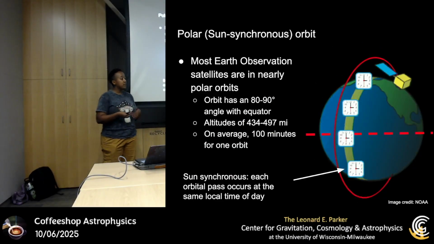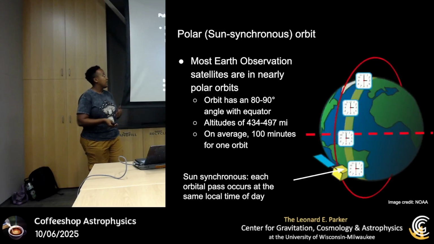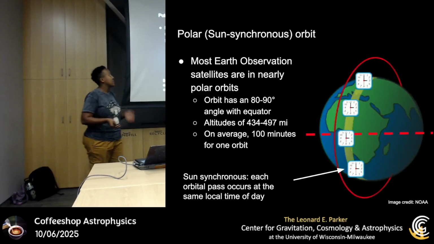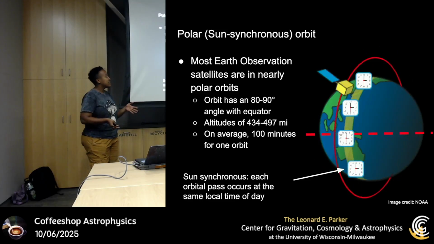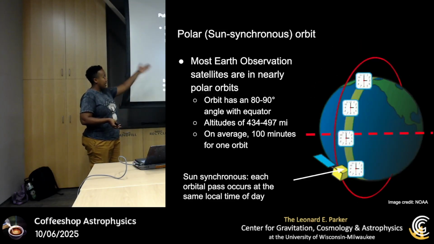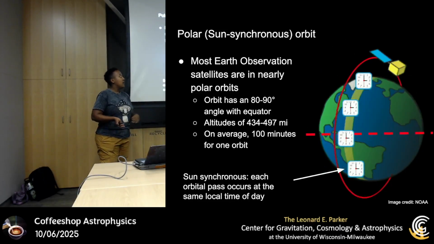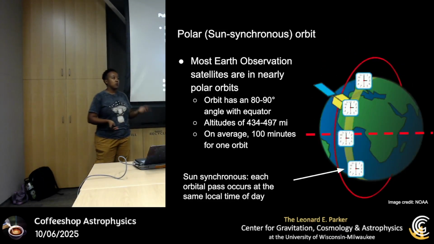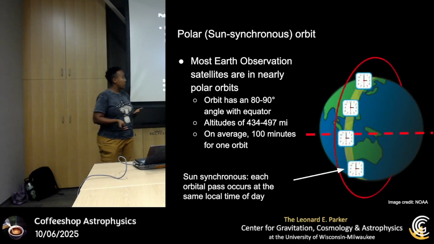So one particular category of low Earth orbit is a polar or sun-synchronous orbit. And most Earth observation satellites that are in low Earth orbit are in nearly polar orbits. This means that the axis of the orbit has roughly an 80 to 90 degree angle with the equator. They're at altitudes of roughly 430 to 500 miles, and on average about 100 minutes for one orbit.